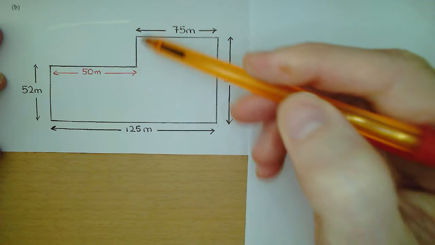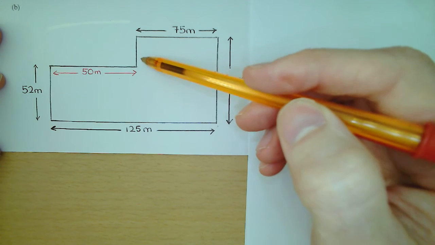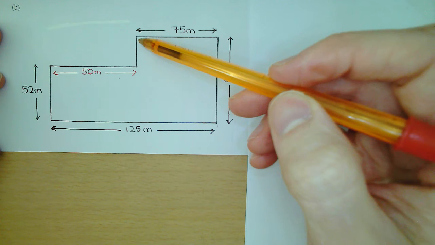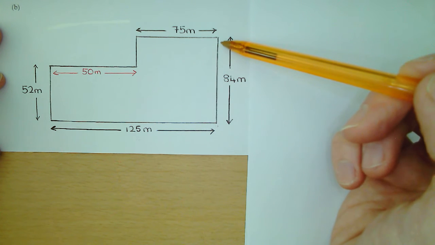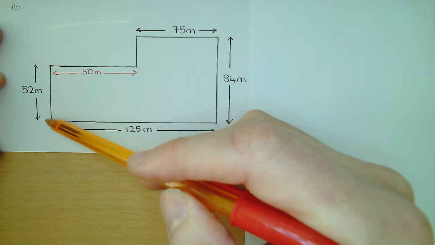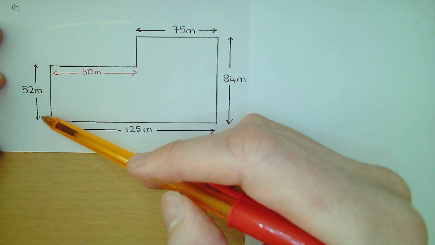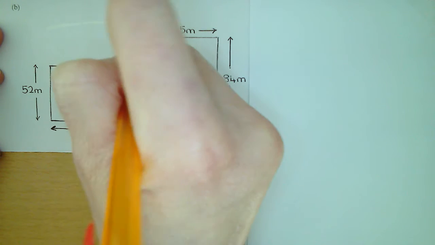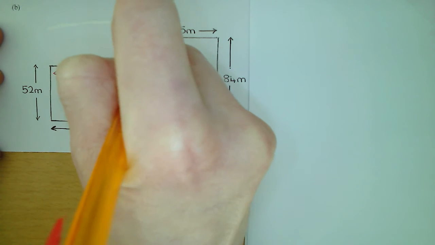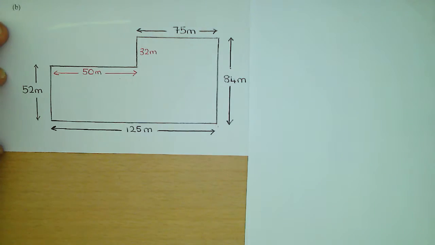And then the vertical side here that we need to find also. To get that, that will be the overall vertical measurement, 84, subtract the vertical measurement over here, 52, and that's going to leave us with 32. So we'll put that in our diagram as well, 32 meters.